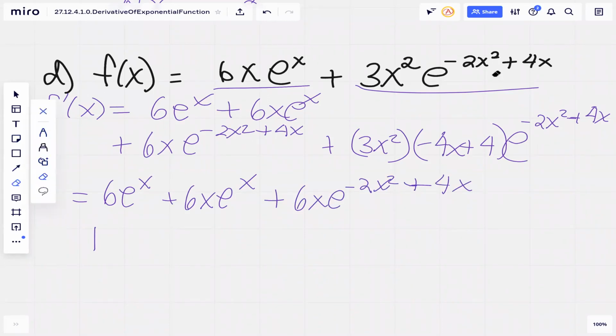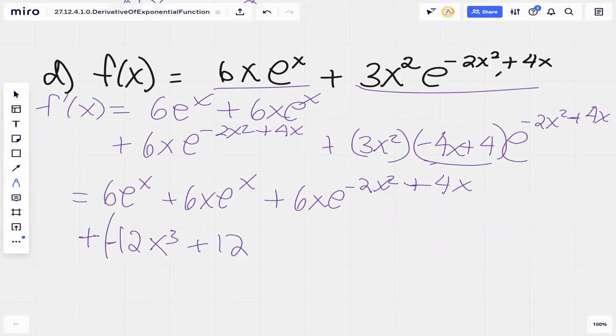minus, actually, so notice we have a positive and a negative, so minus, oops, what's that? We have a highlighter there. No. Let's go back to our pen. Minus 12x cubed. Okay, actually, let's do it this way. Negative 12x cubed, we'll multiply the 3x squared into the bracket here. Negative 12x cubed plus 12x squared times e to the negative 2x squared plus 4x.